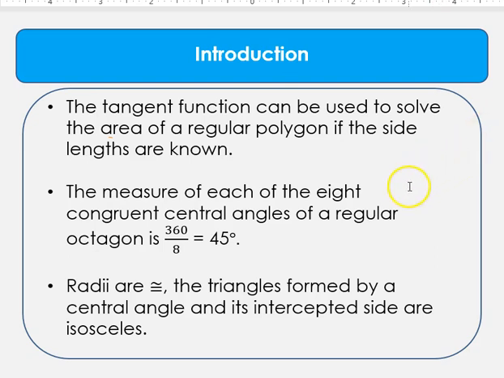So the first thing we're going to review is the measure of a central angle of a regular polygon. So you should have this formula written out. It's basically 360 divided by the number of sides will equal the central angle. In the case of a regular octagon, it would be 360 divided by 8 equals 45 degrees. We need to also remember that radii are congruent. So the triangles formed by a central angle and its intercepted side are all isosceles triangles.